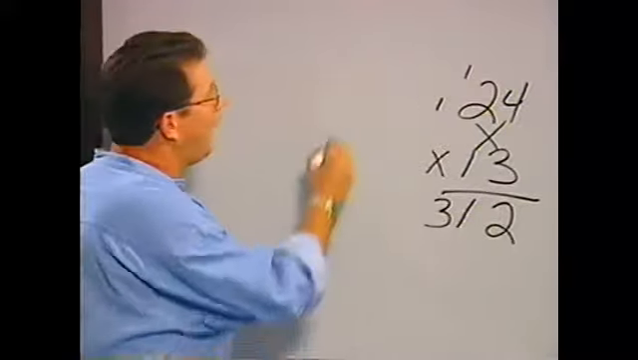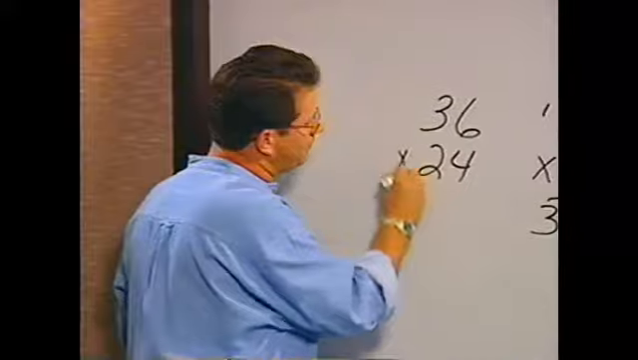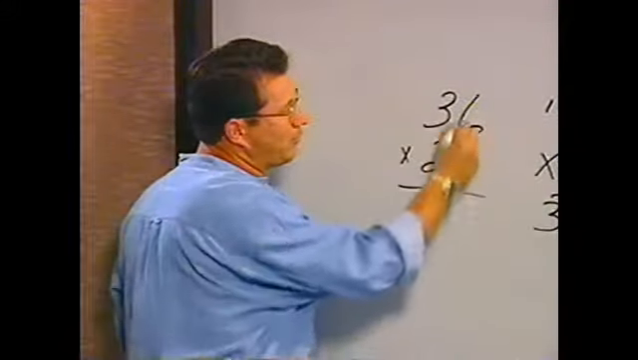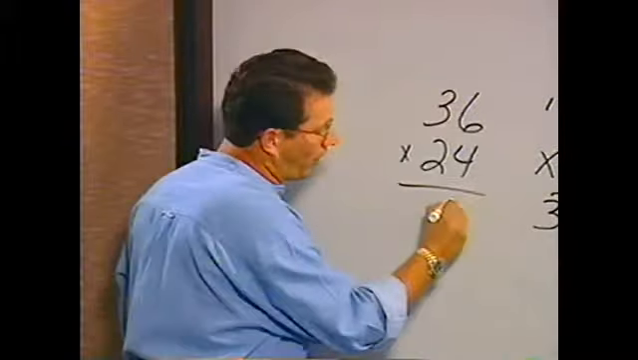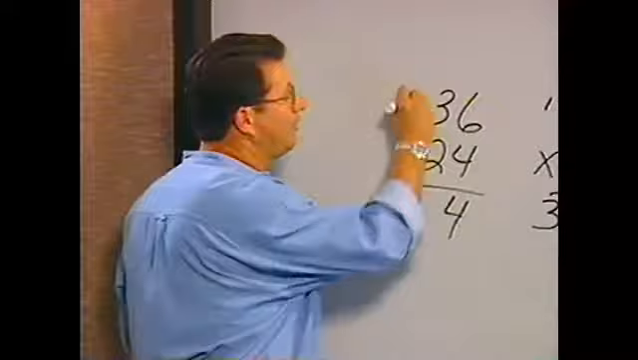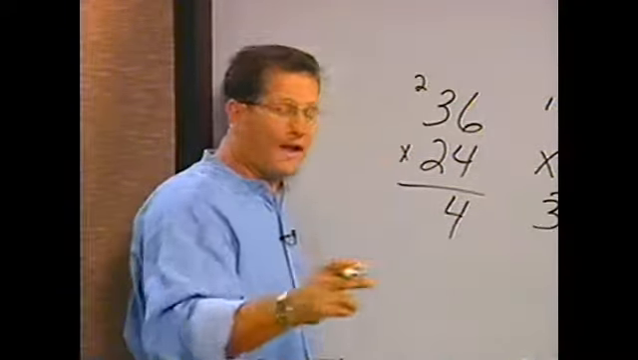Let's try another one. How about 36 times 24? All right, 3 steps. First step, right side. What's 6 times 4? 24. Write down the 4, carry the 2. We're going to carry 2 to the next step. The next step is the cross multiply and add.